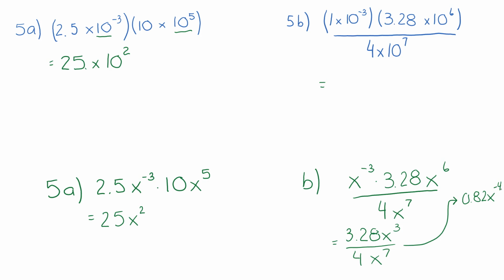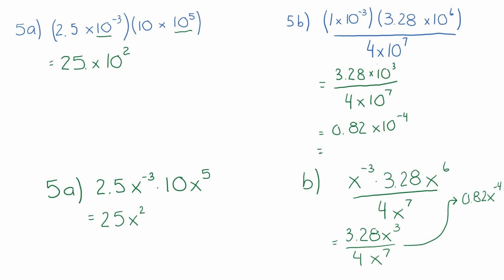Now what I'm going to do in this case is I'm going to rewrite this and change the scientific notation slightly. But let's come back up here and let's do this again. So again, I see I have scientific notation 10 to the negative 3, 10 to the 6. So my first step is going to have 3.28 times 10 to the power of 3 over 4 times 10 to the 7, which gives me 0.82 times 10 to the minus 4.